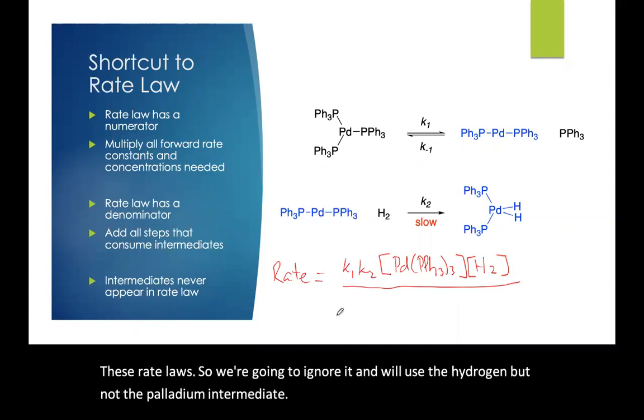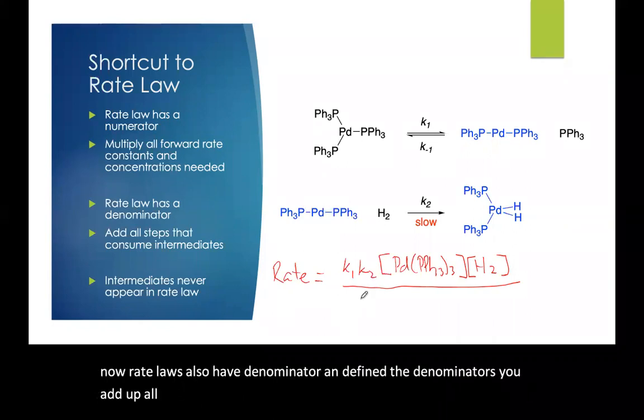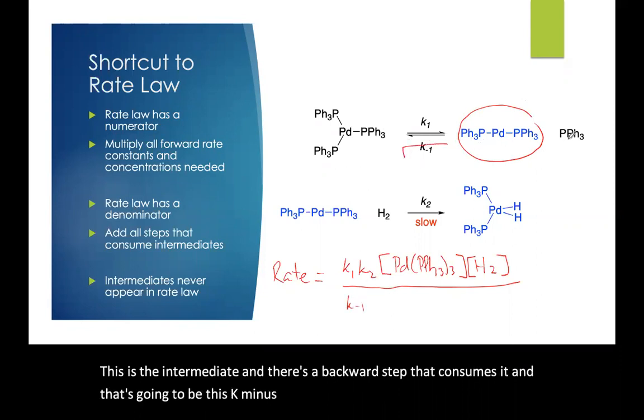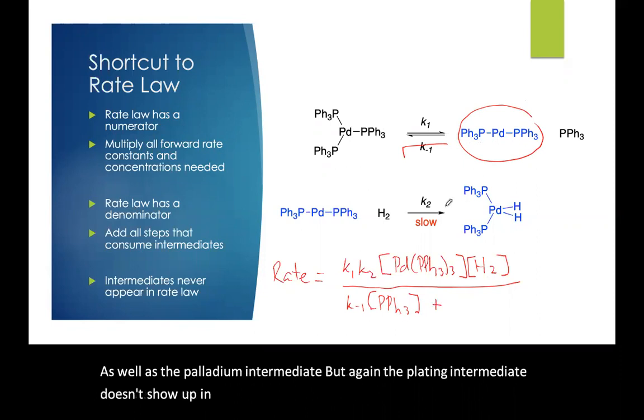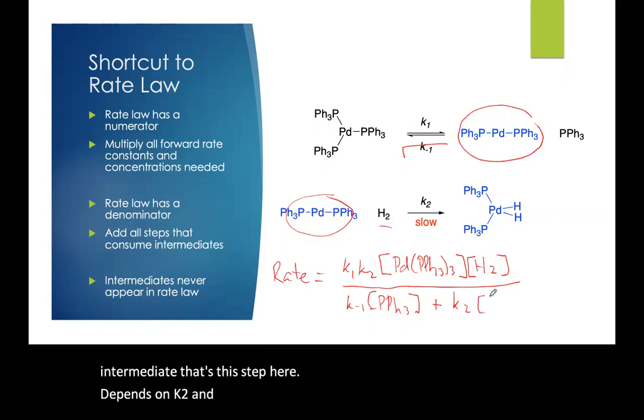Now, rate laws also have a denominator, and to find the denominator, you add up all the steps that consume the intermediates. So this is the intermediate, and there's a backward step that consumes it, and that's going to be this K-1 step. And it needs some triphenylphosphine, as well as the palladium intermediate. But again, the palladium intermediate doesn't show up in the rate law. There's another step that consumes that intermediate. That's this step here. It depends on K2, and it needs hydrogen. So there we are. That's the rate law for this multi-step reaction, given the assumptions that we've made.